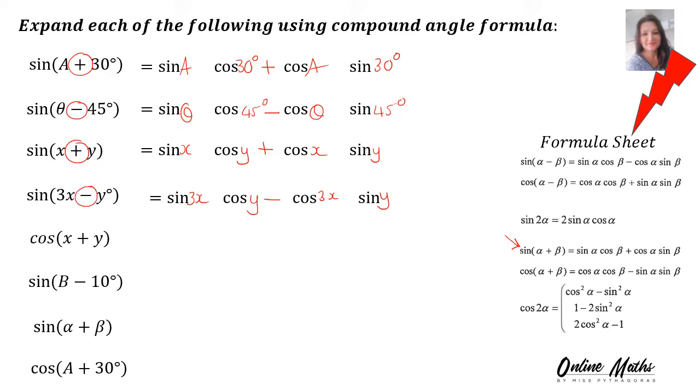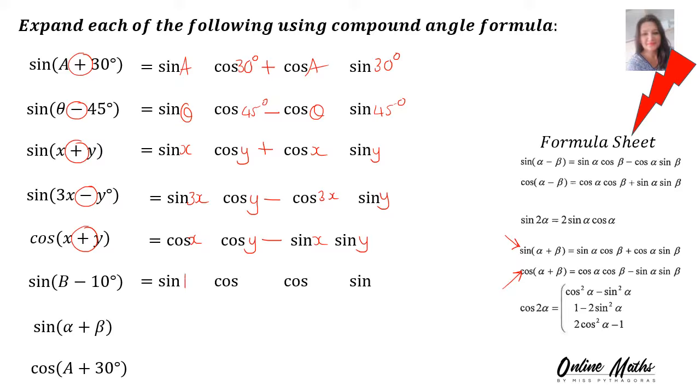Then suddenly there's a cos x plus y. So cos x plus y is that one on the formula sheet, and the pattern is cos, cos, sin, sin, and the angles x, y, x, y, and in cos the signs differ. So now there's a minus. The next one, sin b minus 10. The pattern for sin, sin cos, cos sin.